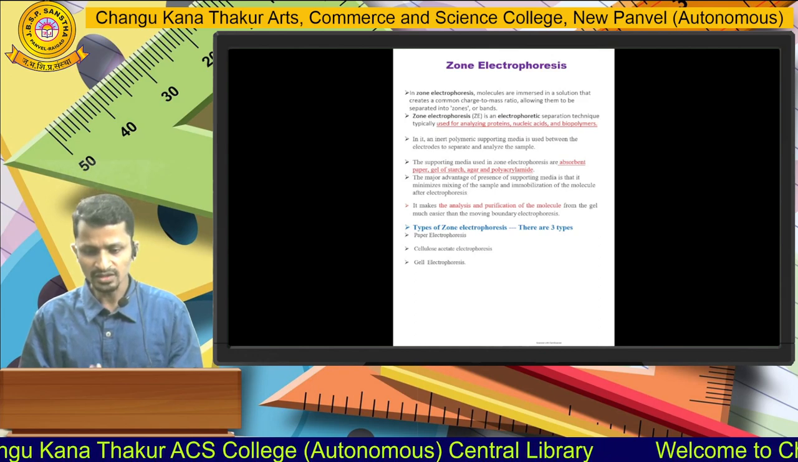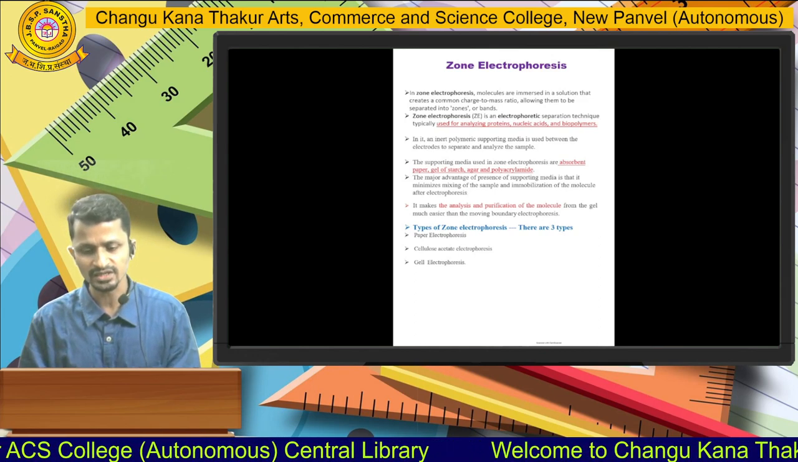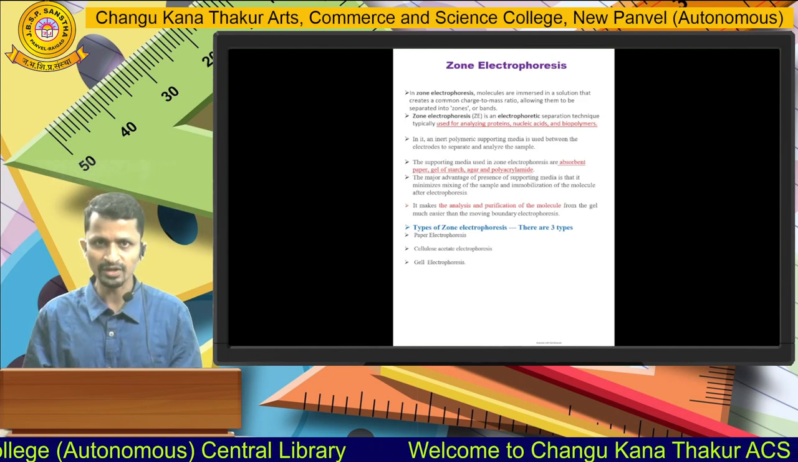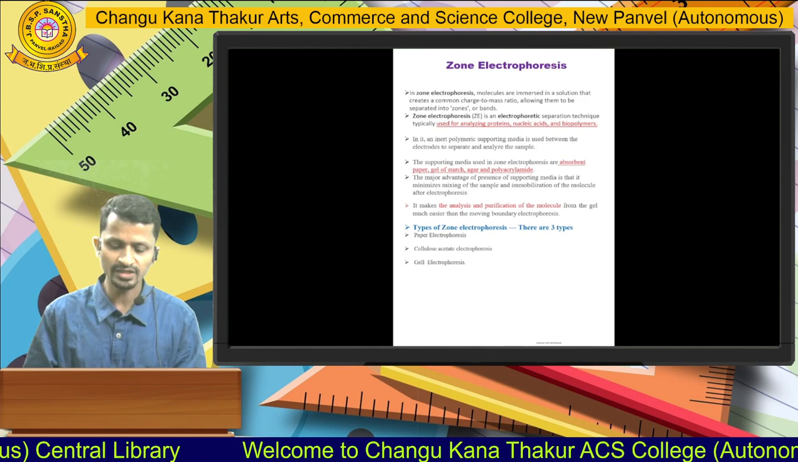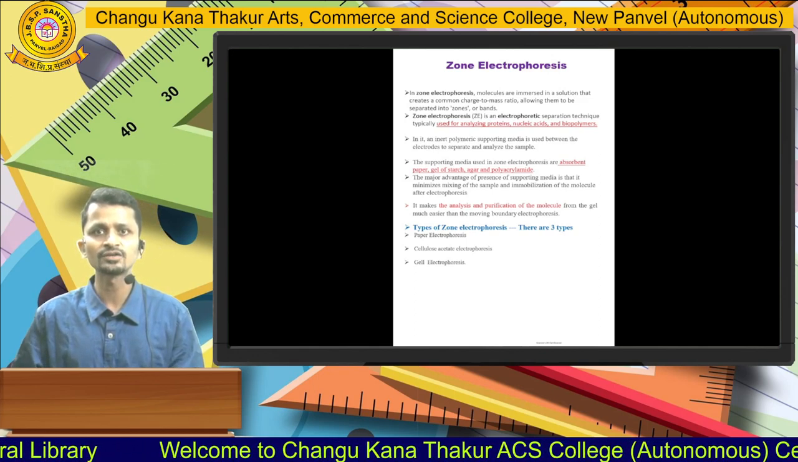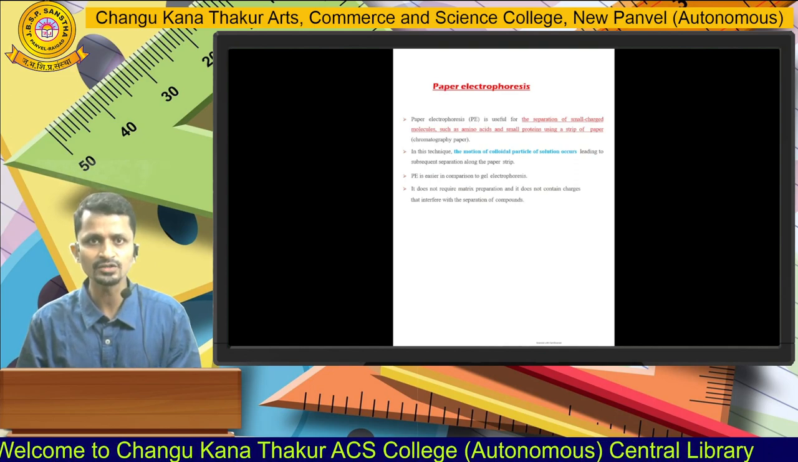So here, this is the zone electrophoresis technique, and again the zone electrophoresis techniques are of three types: paper electrophoresis technique, then cellulose acetate electrophoresis technique, and the gel electrophoresis technique. So the first one is the paper electrophoresis technique.